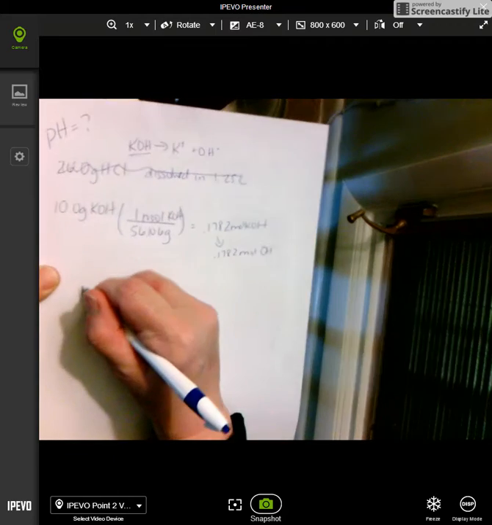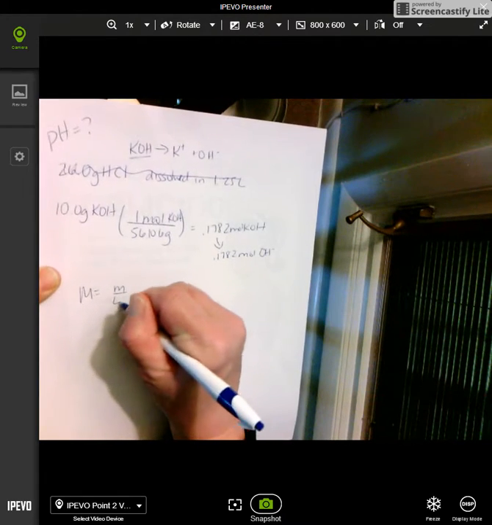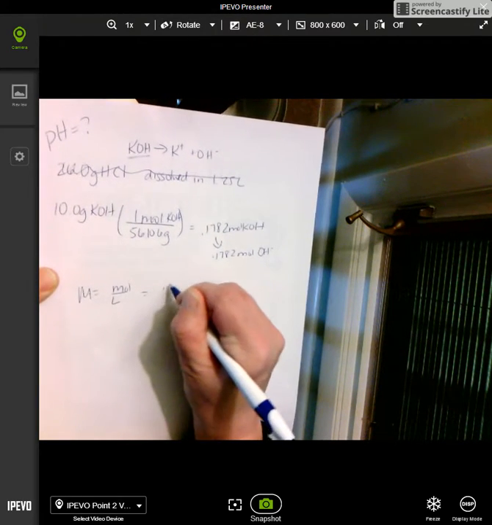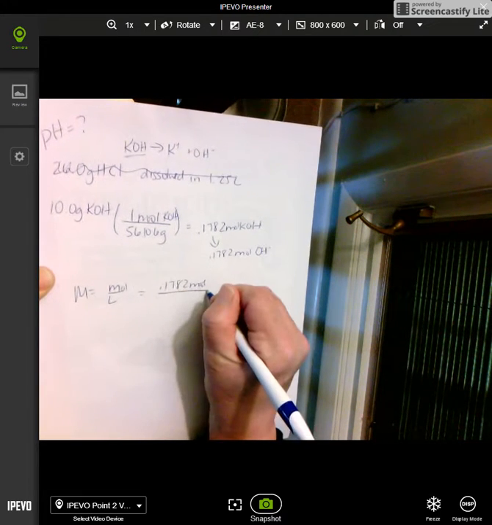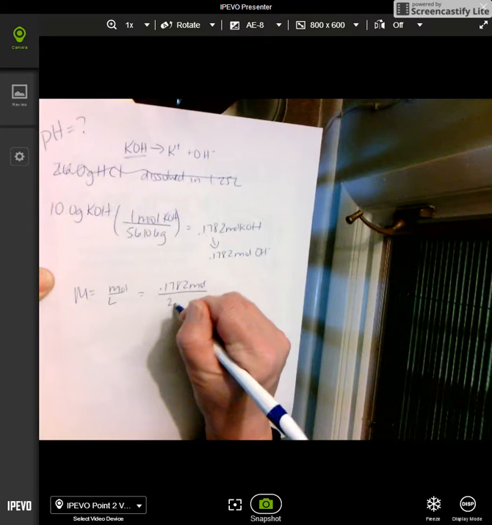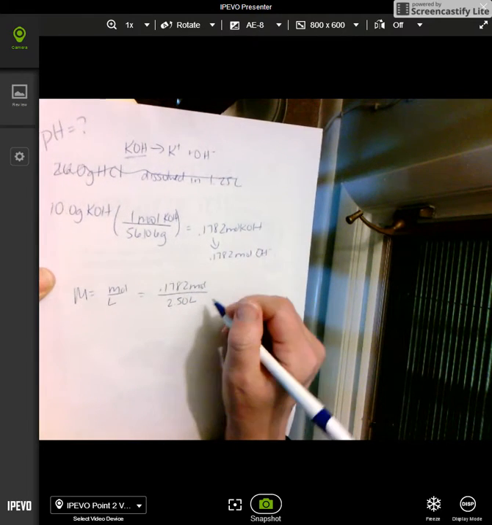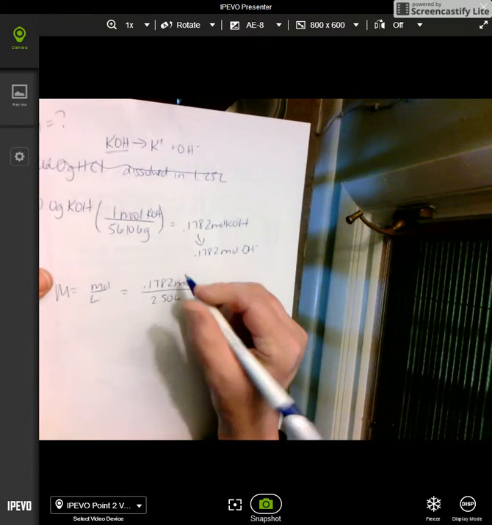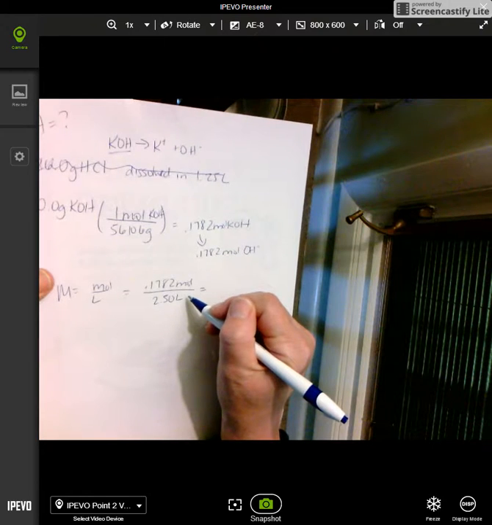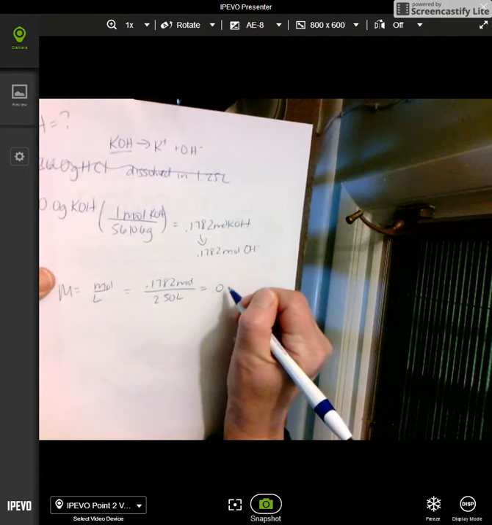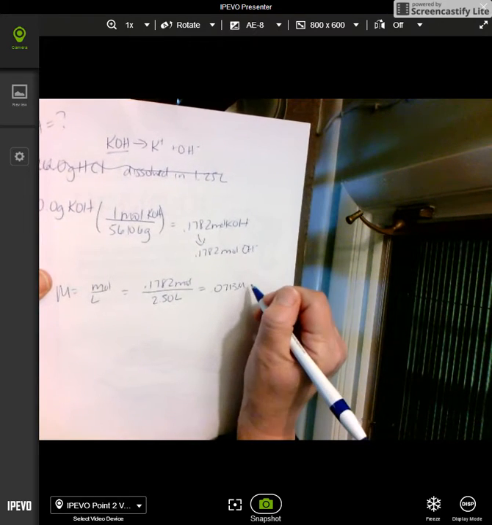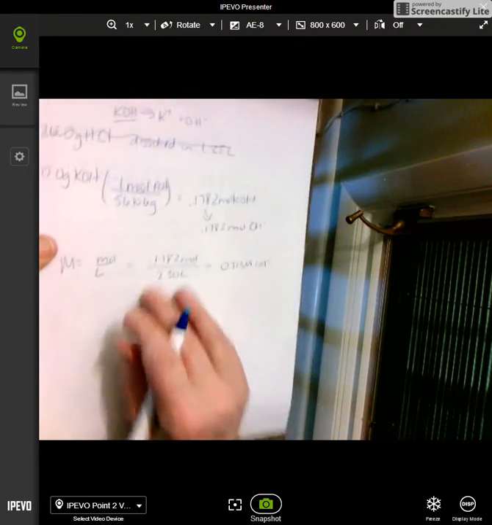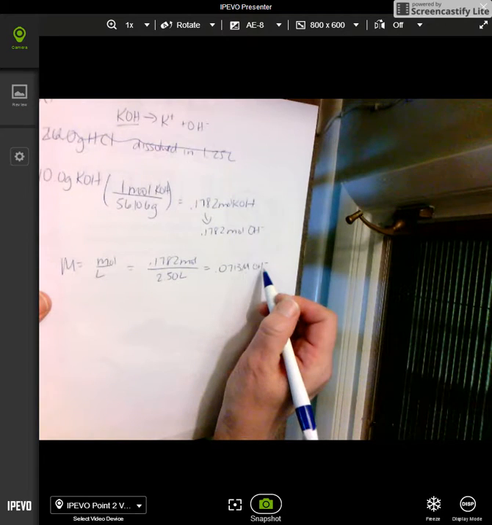Now I need to figure out molarity. Molarity is moles over liter. So it's 0.1782 moles over 2.50 liters, because that's what the question gives us. When I divide those, I get 0.0713 capital M molarity of hydroxide ions. That's the molarity of hydroxide ions.